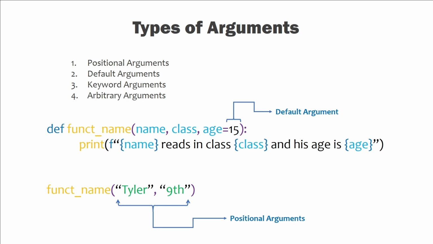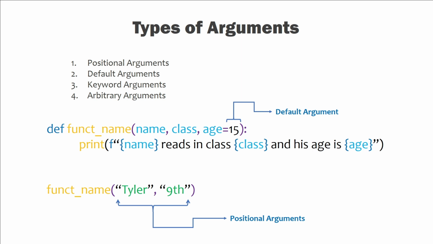And if I don't pass an argument for that parameter during function calling, then the interpreter will use the default argument as its value. So here in function calling, I'm just passing the name and the class and not the age. So the Python interpreter will replace the age variable with the default argument, which is 15.